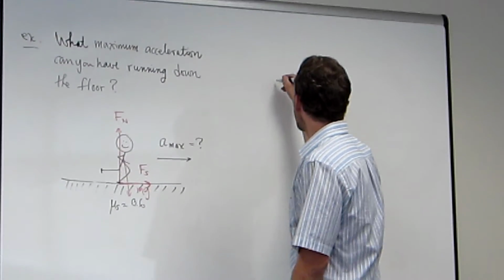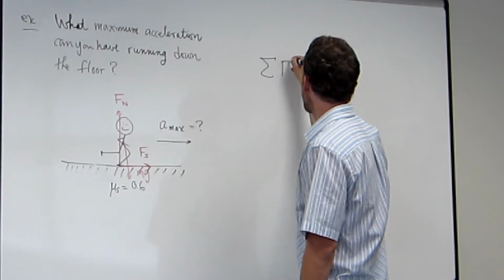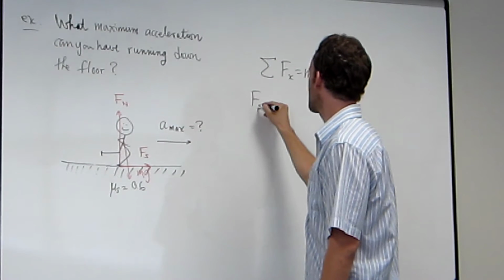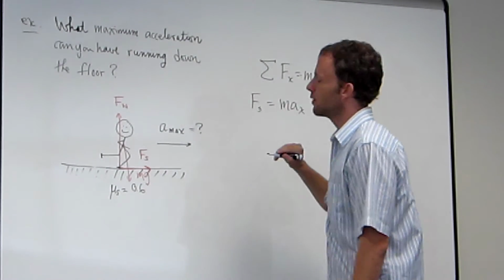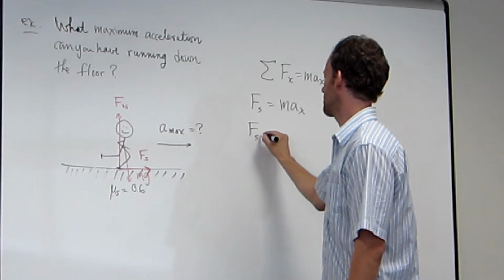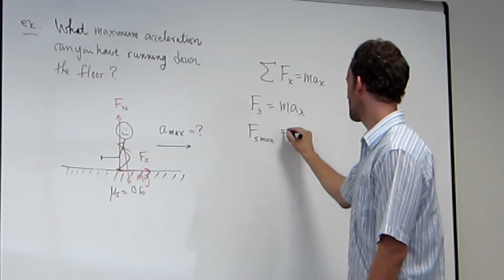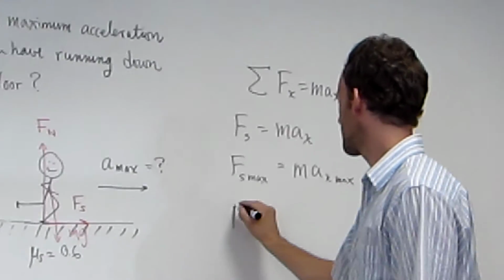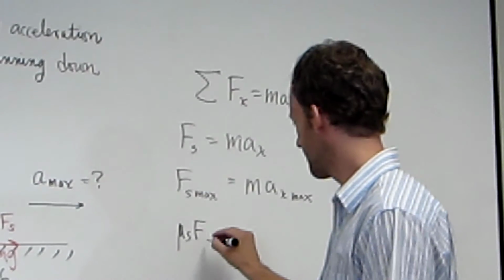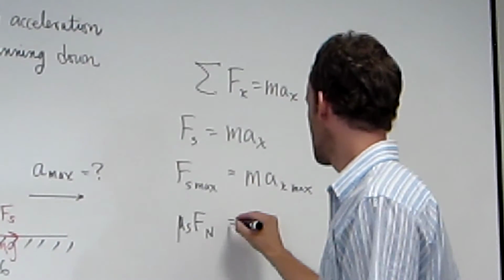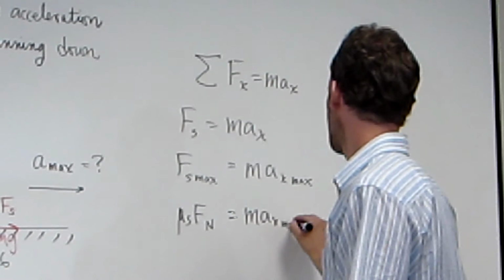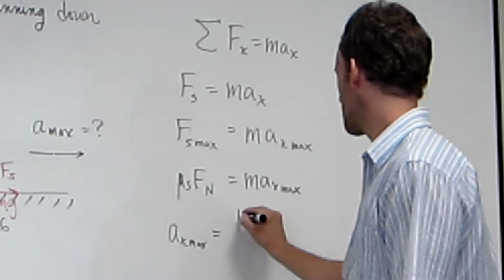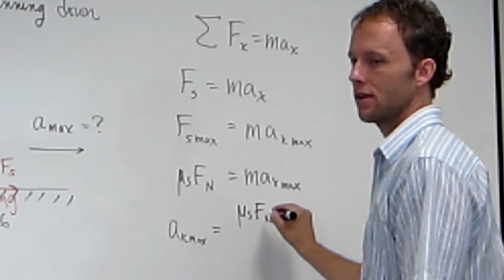To get the maximum acceleration possible, we'll just fill these into Newton's second law. In the x direction, we just have F sub s. We're interested in the maximum acceleration you can have, and that would be given by the maximum static friction force. The maximum static friction force is given by mu sub s times Fn, as we said over there. And therefore, A max would just be given by mu sub s times Fn divided by your mass.